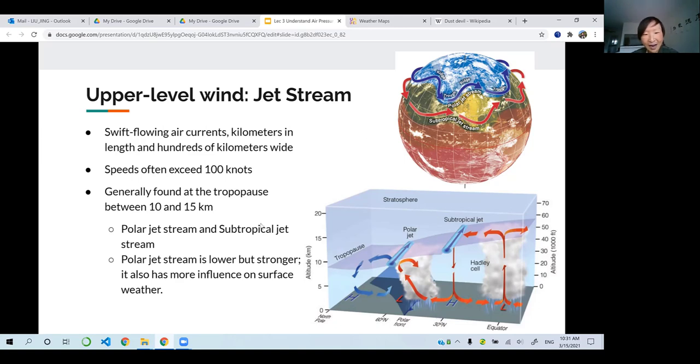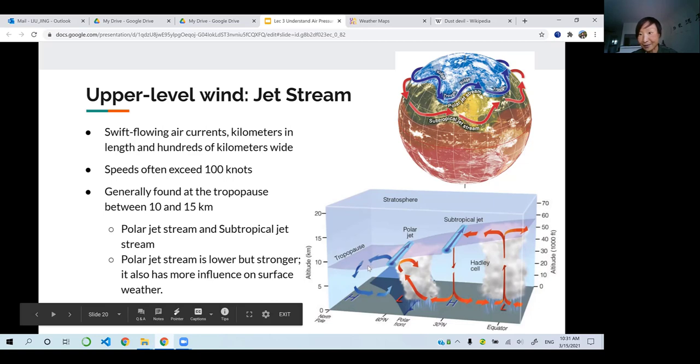So we do have two types of jet stream. One is close to the pole, we call that the polar jet. That is mainly because the cold air from the North Pole and hot air from the tropical area come battling with each other. The other one is the subtropical jet, which is close to the equator.